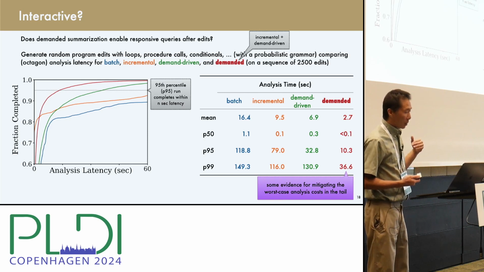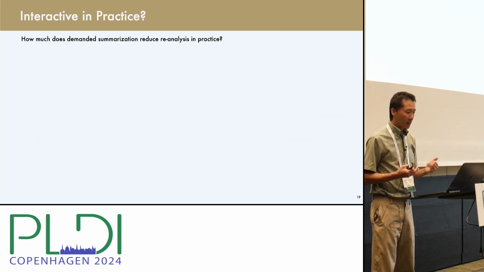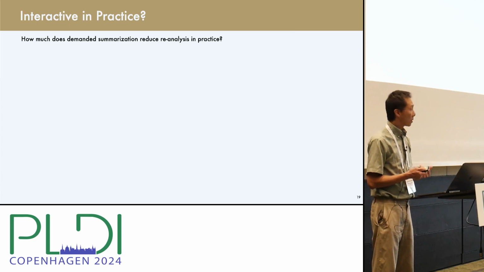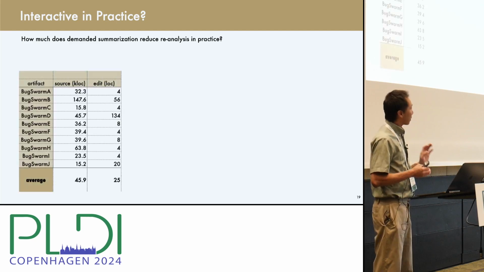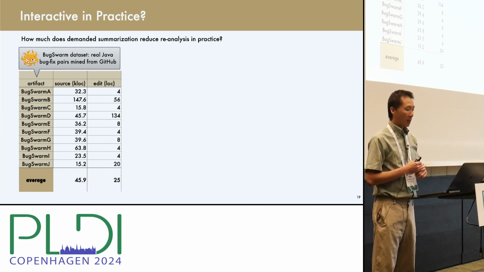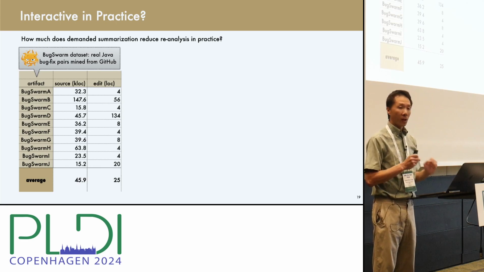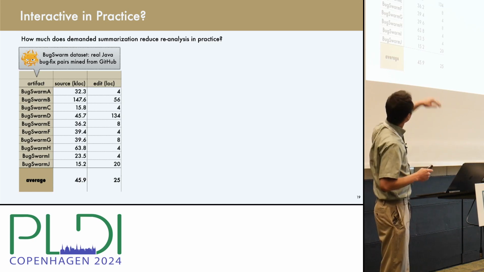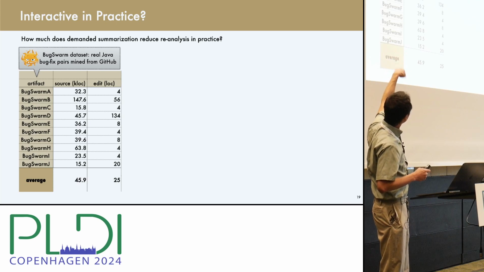All right, so how about in practice? How much does demanded summarization reduce reanalysis in practice? For this, there's a very nice data set out there, the BugSwarm data set, of real Java bug-fix pairs mined from GitHub. That means we can get a particular commit with an edit. So here are those benchmarks and the lines of code of those benchmarks.